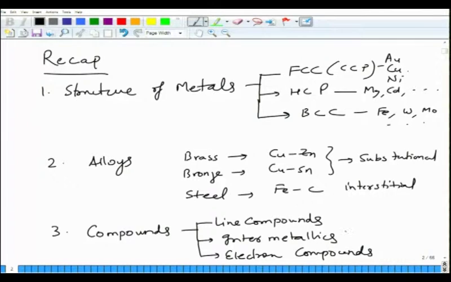Similarly, for intermetallics, Fe3C, for example, is a line compound, it has a fixed composition. You have intermetallics like Ni3Al, CuZn, and so on and so forth. Electron compounds, we looked at some CuZn type of compound systems which have specific electron to atom ratios. So these are all predominantly metallically bonded materials, although intermetallics and line compounds may have some fraction of covalent or ionic bonding.